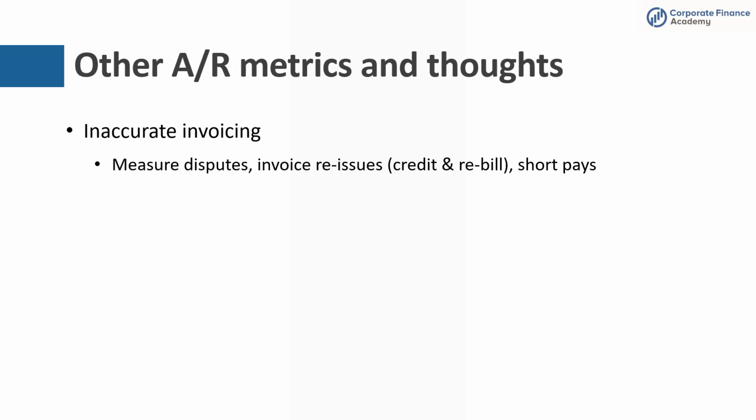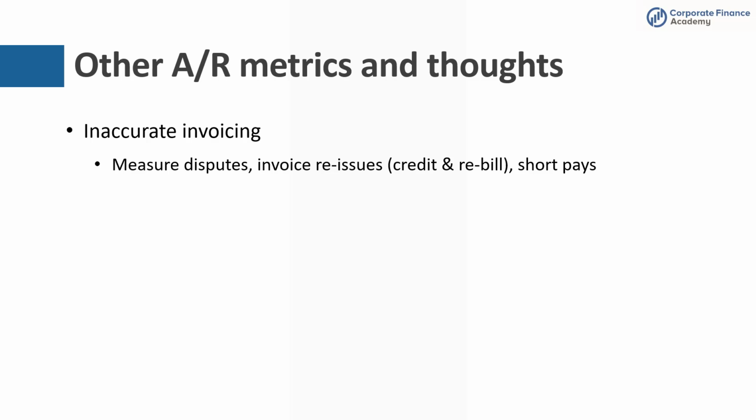So a few other AR metrics and just kind of general thoughts. One thing that can drive some churn here and that you want to understand is how accurate is your invoicing. So inaccurate invoicing, customers, if they get a bad invoice, they're not going to pay it. So what you want to think about measuring is disputes. So how many customers have filed a dispute. Depending on the size of your company and where you work, some of these are very formal, where customers file a dispute, but some of them are more informal. But if you can, you measure disputes.